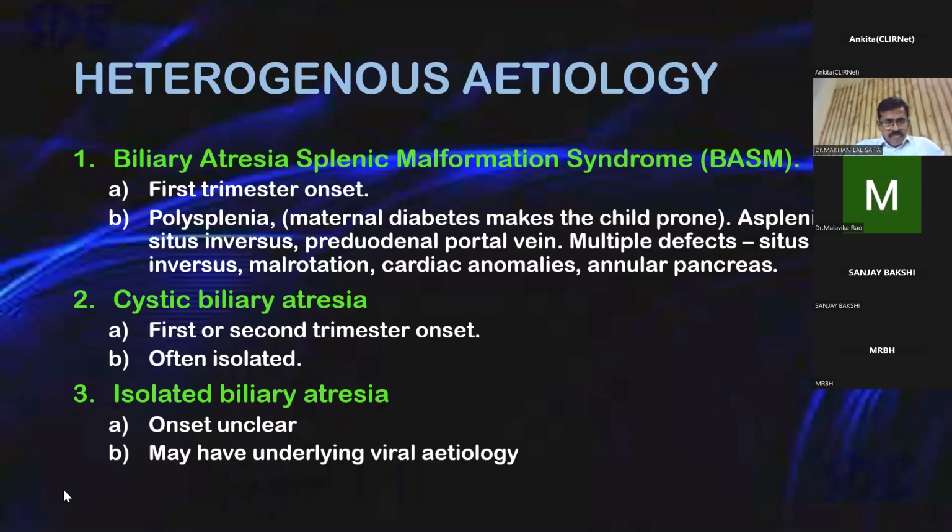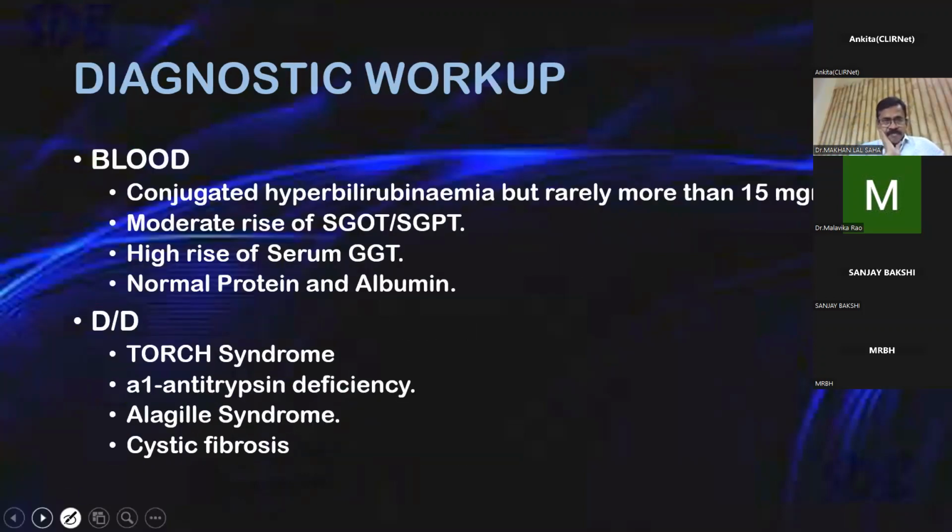Cystic biliary atresia has a first or second trimester onset and is often isolated, and what you were trying to mention, isolated extrahepatic biliary atresia may have an underlying viral etiology. Usually on blood tests, bilirubin is rarely more than 15 milligrams, with a moderate rise of SGOT and SGPT, but a very high rise of gamma GT with normal protein and albumin. These are the differential diagnoses: TORCH syndrome, alpha-1 antitrypsin deficiency, Alagille syndrome, and cystic fibrosis.